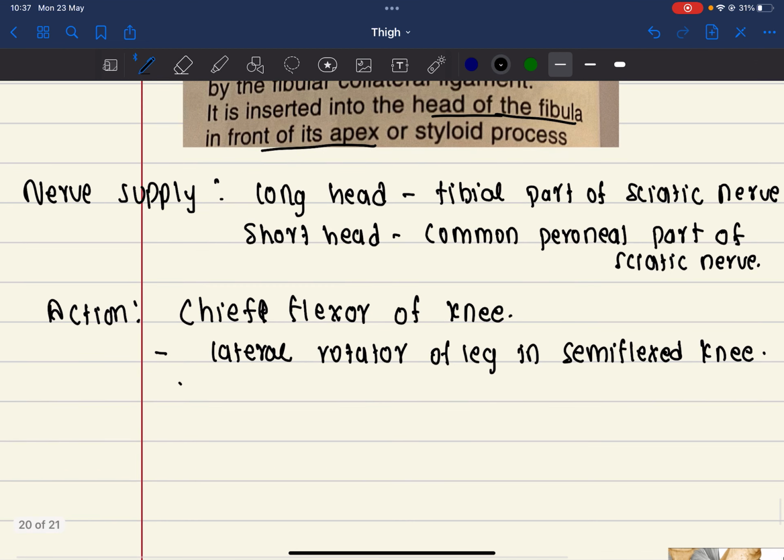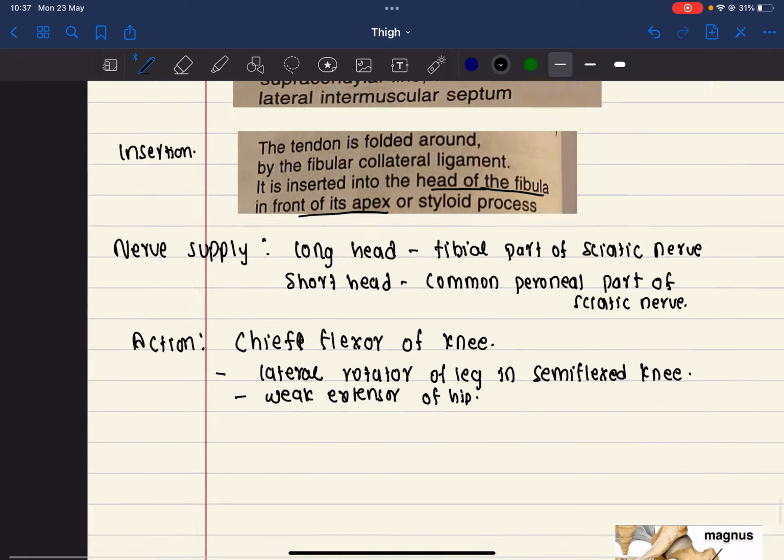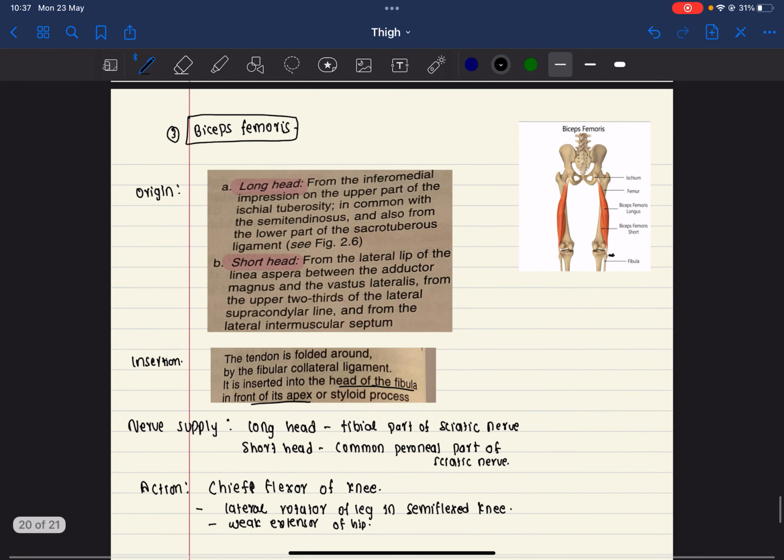It also causes weak extension. It is also the weak extensor of the hip. So these are the actions of the biceps femoris.